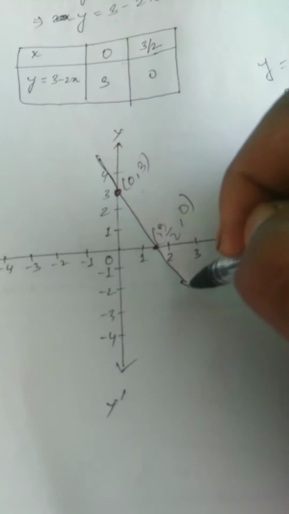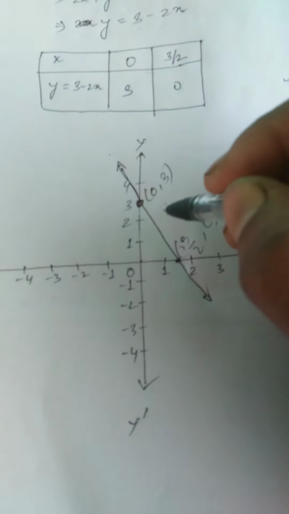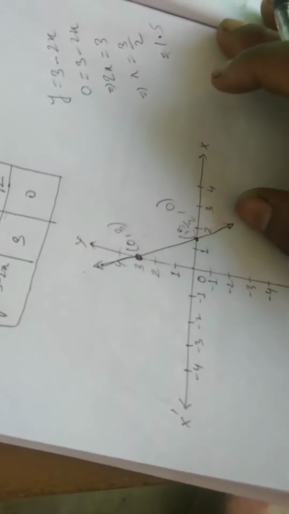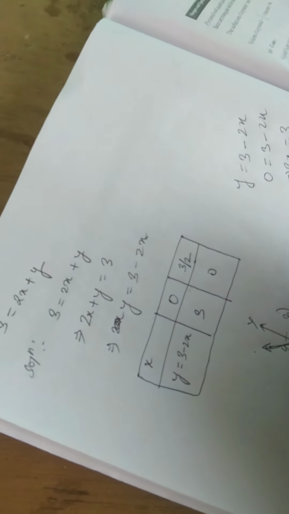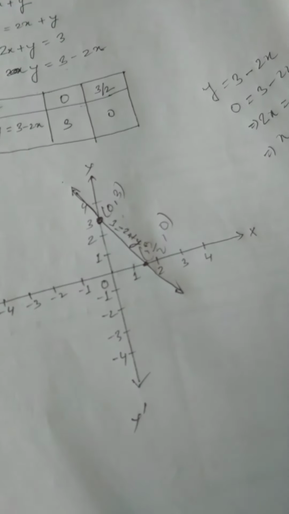So you do with a scale. Okay, so this graph, it is shown by what equation? 3 equals 2x plus y. Like that, 3 equals 2x plus y.